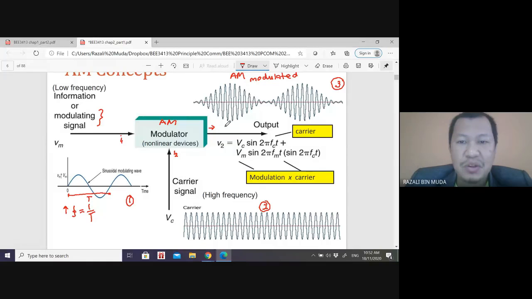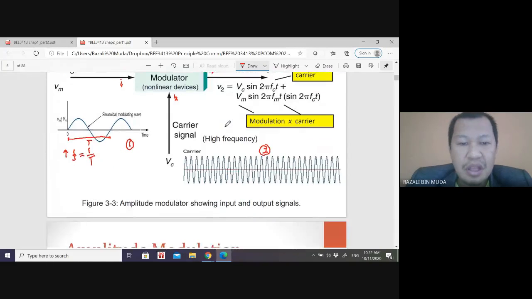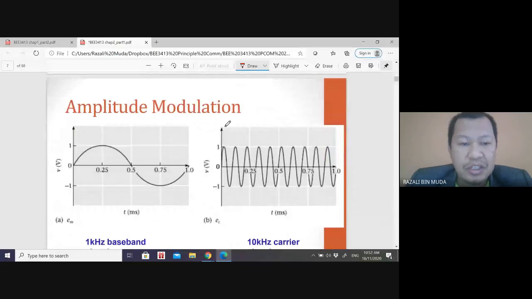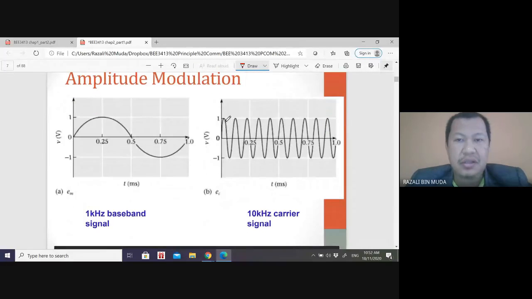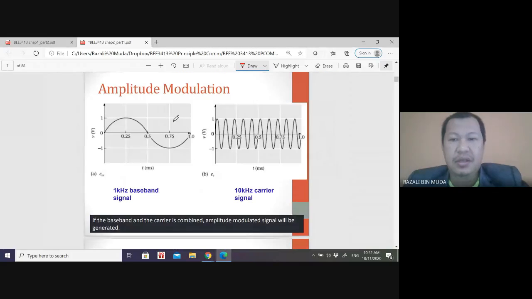Okay, sekarang ni kita tengok proses dulu. Okay, amplitude modulation. So this is the information signal, or known as modulating. Dia perkataan dia ada modulating, modulated. So modulating is the information, modulated is the output. Don't be confused about those two.